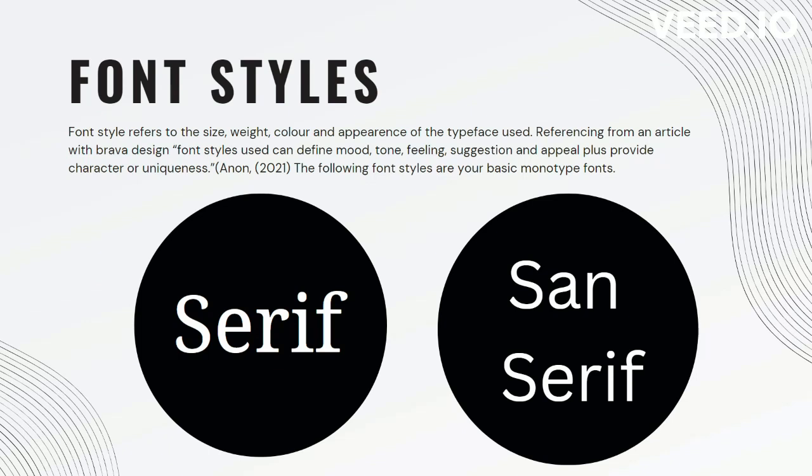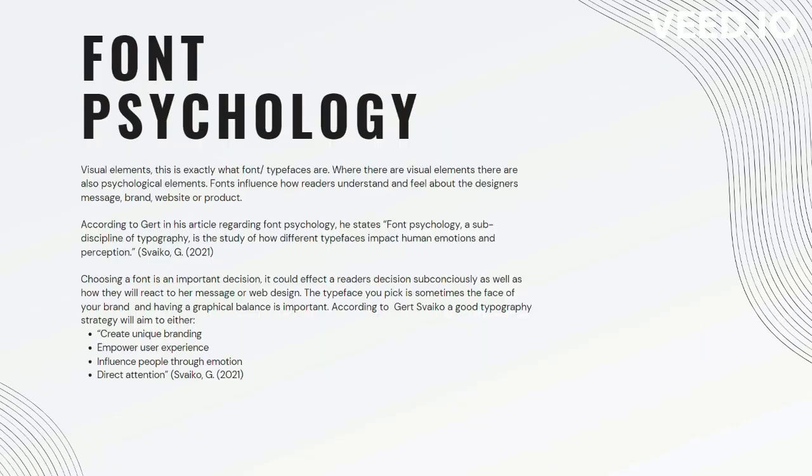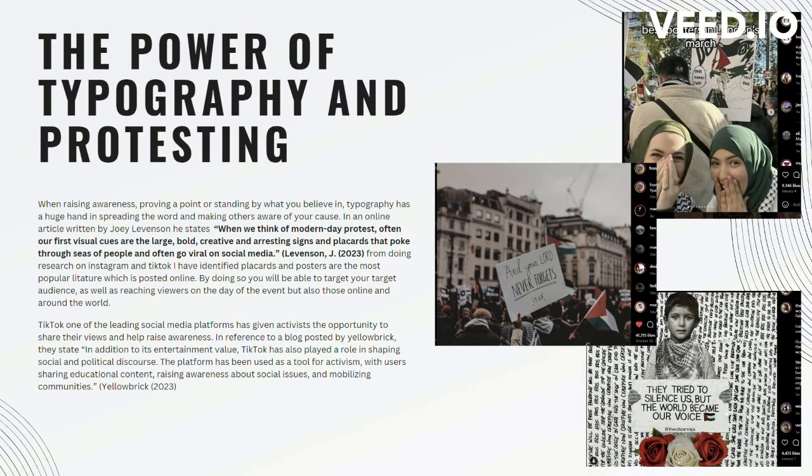Looking into different font styles, there are 2 main font styles, serif and sans serif. I then went on to look into font psychology. According to Joey Levinson, font psychology, a subdiscipline of typography, is the study of how different typefaces impact human emotions and perception. When we think of modern-day protest, often our first visual cues are the large, bold, creative and arresting signs and placards that poke through seas of people and often go viral on social media.